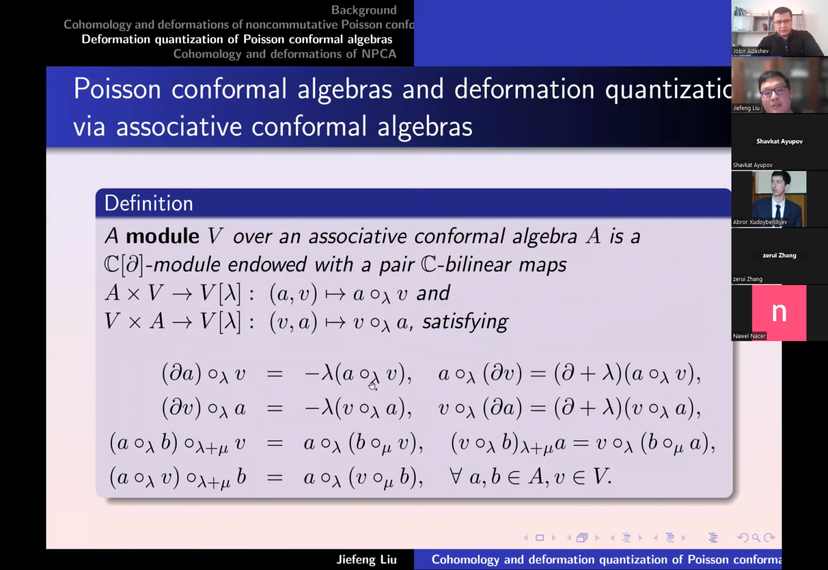Second, we will study the deformation quantization of associative conformal algebras. First, we recall the module over an associative conformal algebra, which is a pair of complex bilinear maps, A circle lambda V and V circle lambda A, satisfying the following conditions.